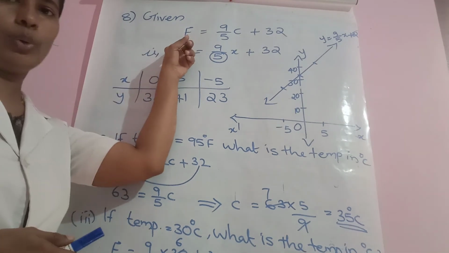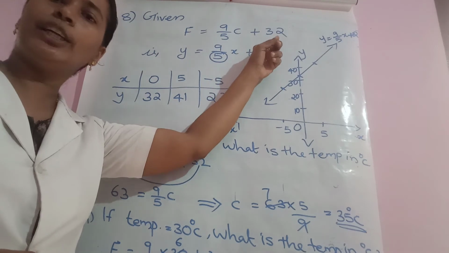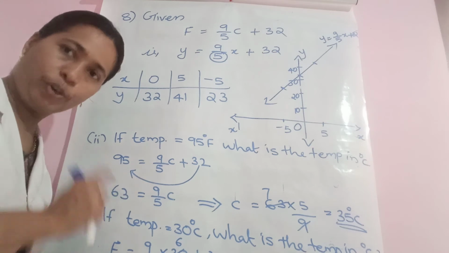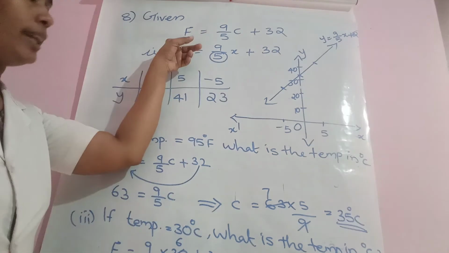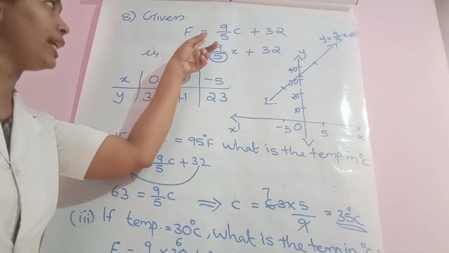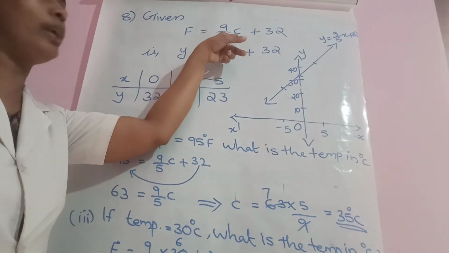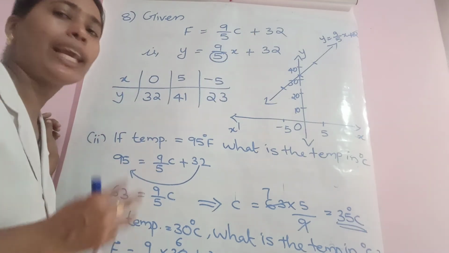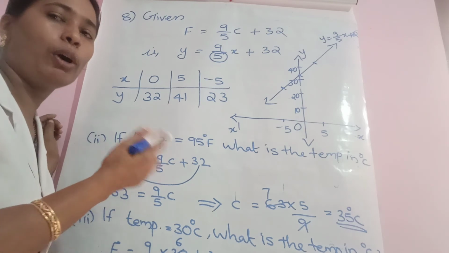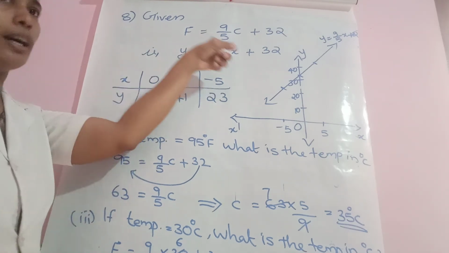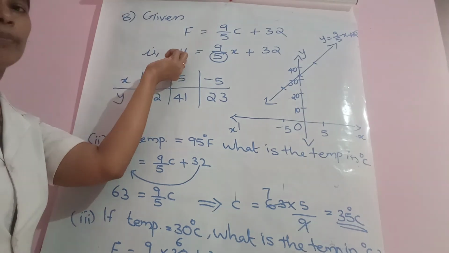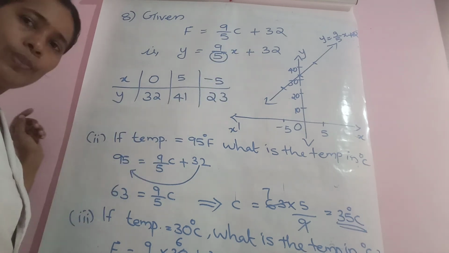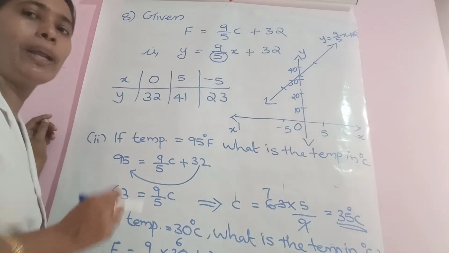Given F equal to 9 by 5 into C plus 32. The conversion of degree Fahrenheit and degree Celsius is given in the form of an equation. That is, temperature in degree Fahrenheit F is equal to 9 by 5 into degree Celsius plus 32. But we have studied linear equations in the form of x and y. So let us convert them into the form of x and y. So teacher is writing y in terms of x. That's why Fahrenheit as y. So y equal to 9 by 5 into x plus 32. Isn't it?